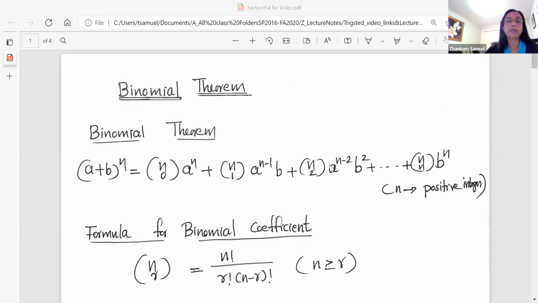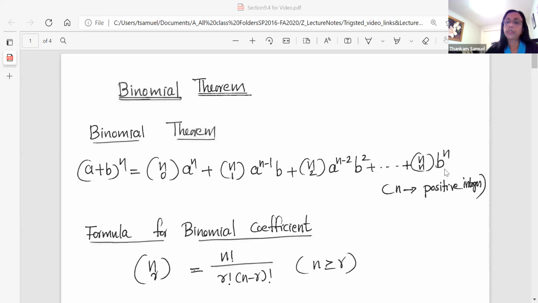Hello, today we will focus on expanding binomials using the binomial theorem. Let's look at the binomial theorem. For any positive integer n, (a + b)^n equals n choose 0, a to the n, plus n choose 1, a to the n minus 1, b, plus n choose 2, a to the n minus 2, b squared, plus etc., plus n choose n, b to the n.